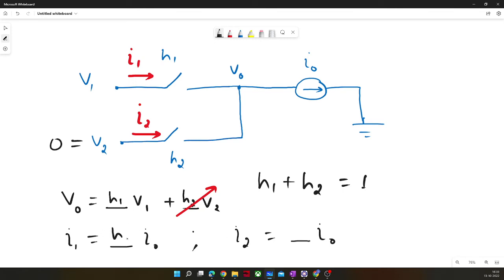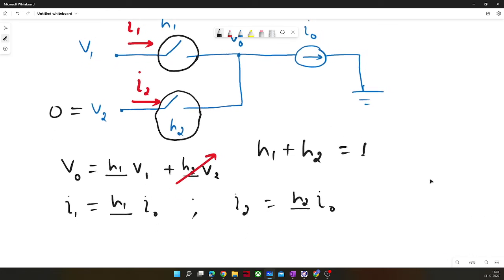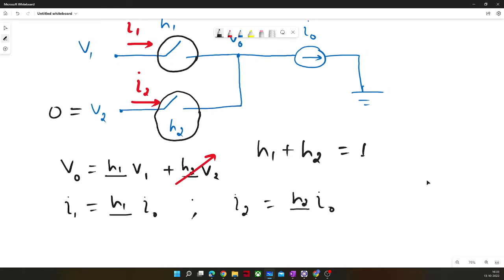H1 times I naught, and here H2 times I naught, right? I2 will be equal to I naught when this switch is closed, and I1 will be I naught when this switch is closed and this is open, right? So this condition is satisfied. I think this would be interesting, and this is all regarding power electronic switches. And in the next class, I will discuss something more about inverters or converters.